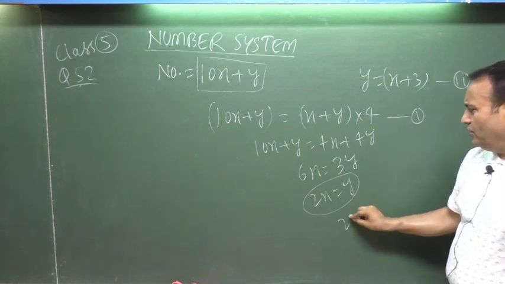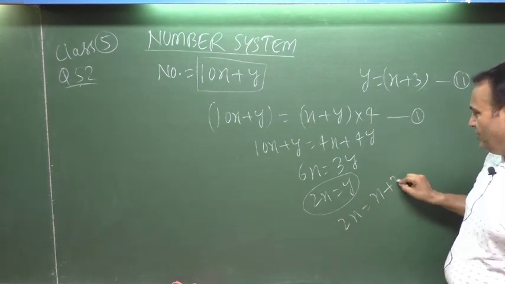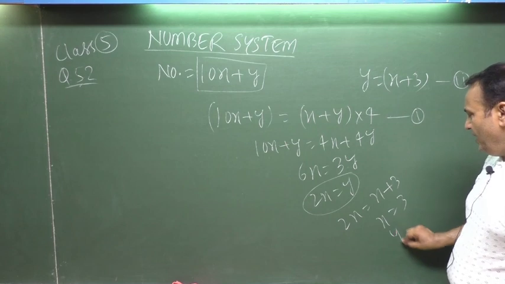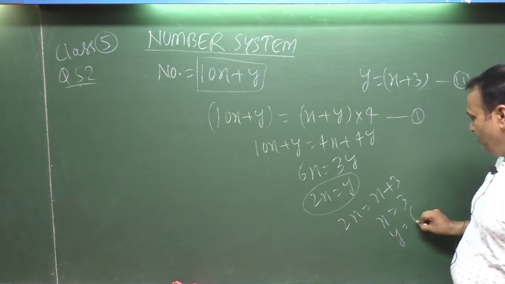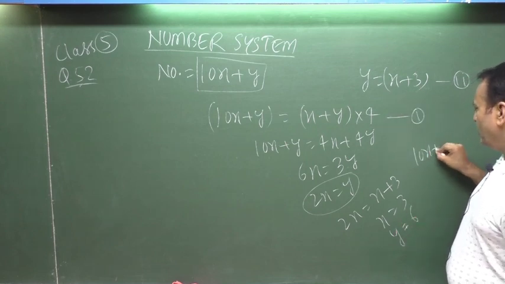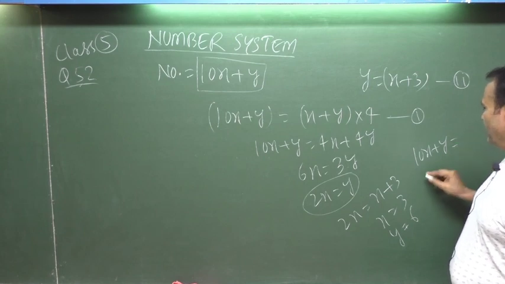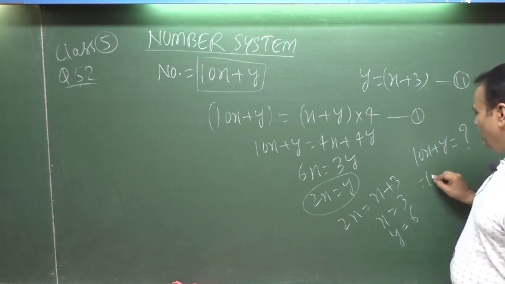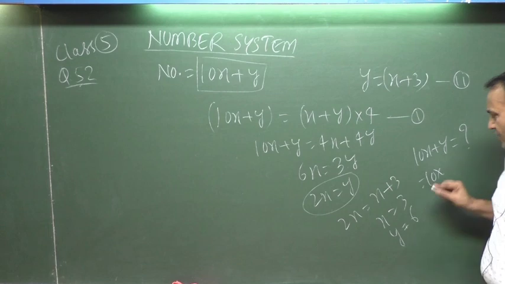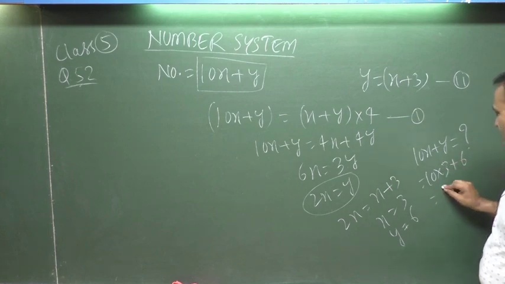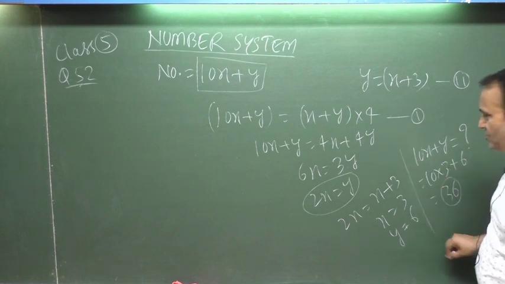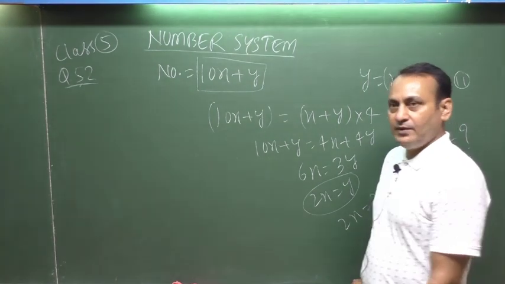Now put y equals to x plus 3. Now x equals to 3 and y equals to 3 plus 3, 6. Now you have to point out the number, that is 10x plus y, and 10x plus y equals to 10 into x equals to 3 and y equals to 6. Your number is 36. This is your final answer. Note down.